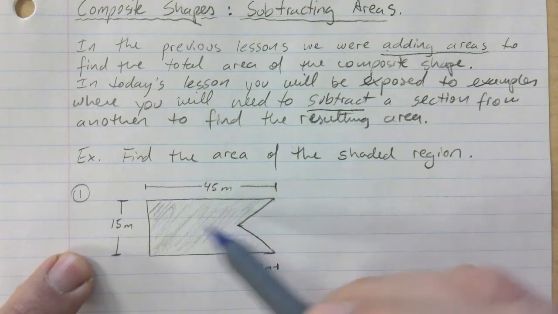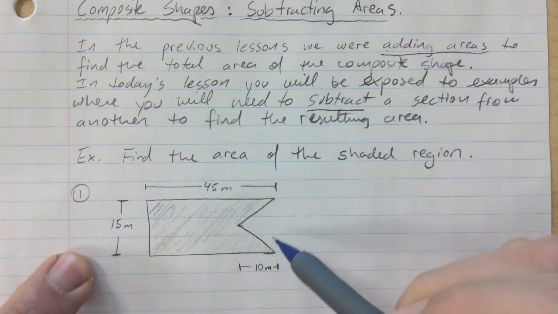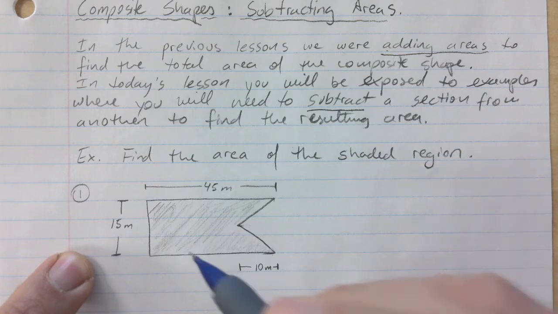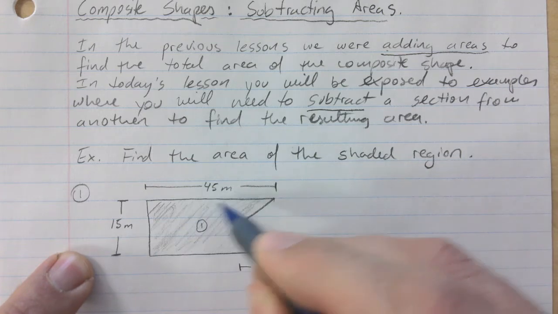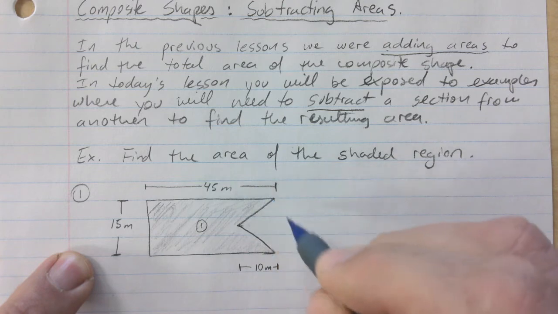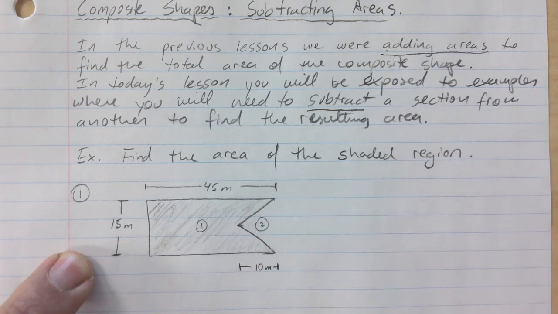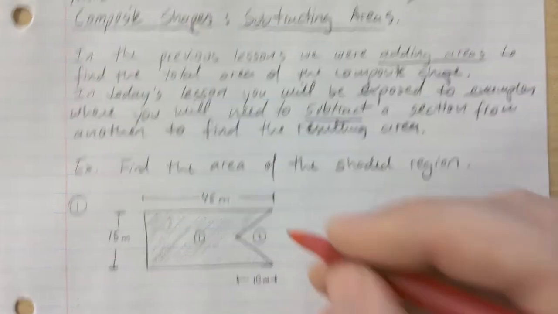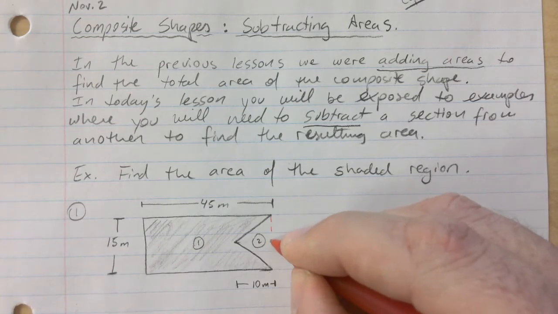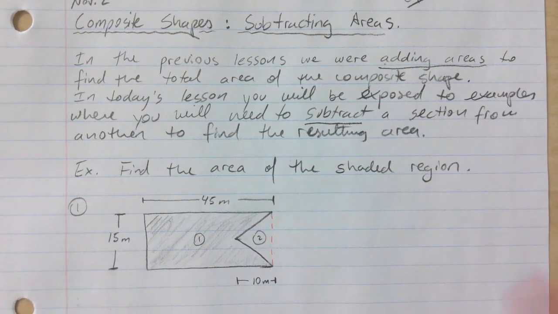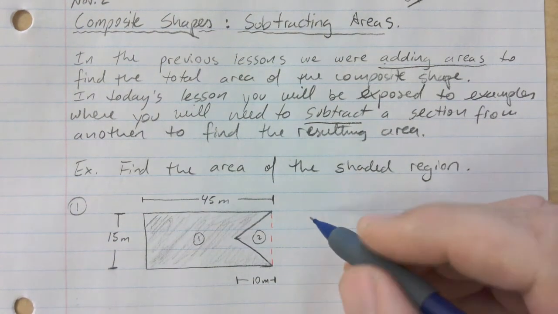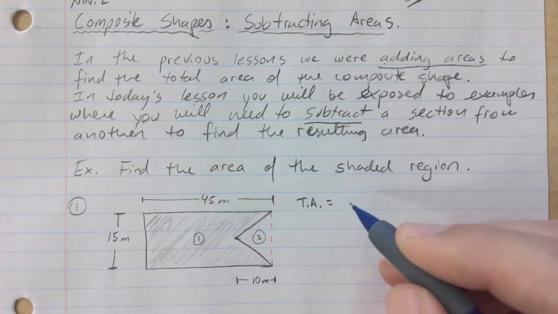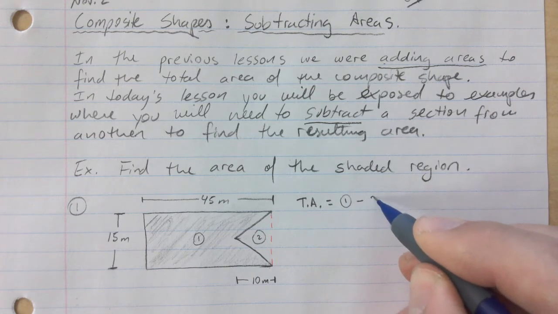You almost have to think of it as there used to be a whole piece and then it got cut off. So we will call the rectangle 1, and we'll call this 2, the triangle that's resulting here, which I'm going to mark with a red pen so that you know that it wasn't there before. So, to get the total area, we will go 1 minus 2.